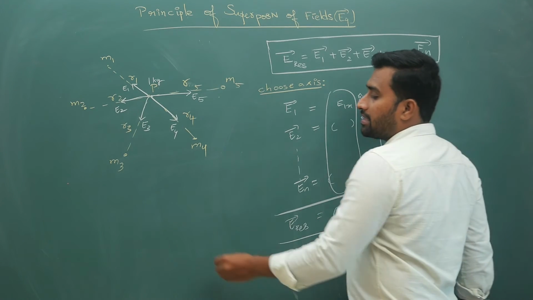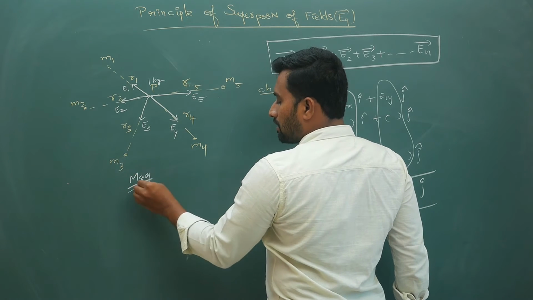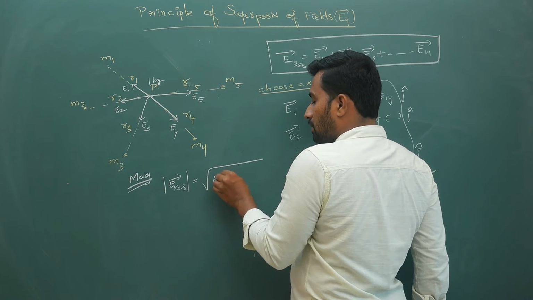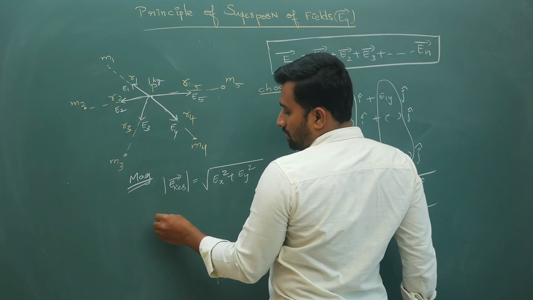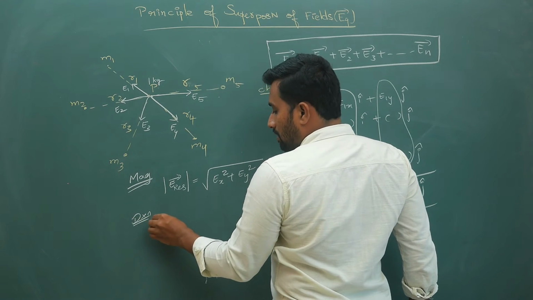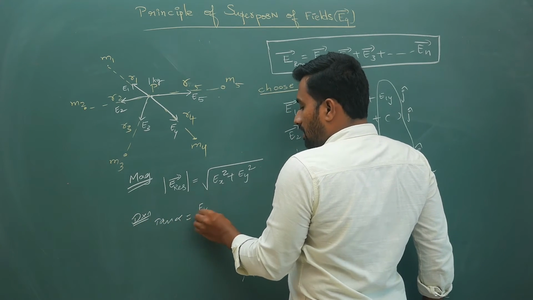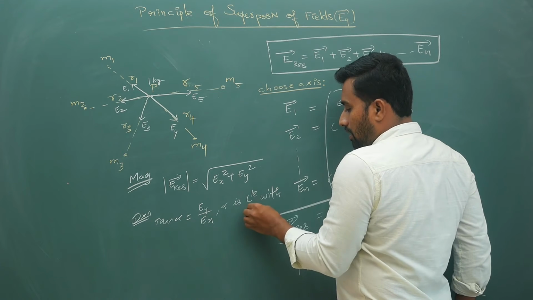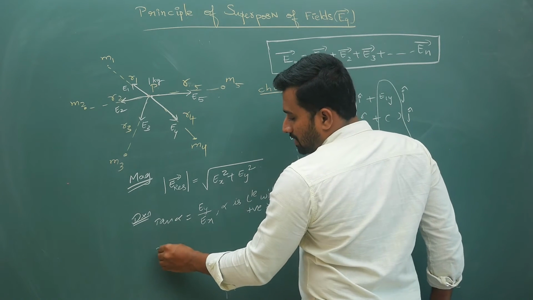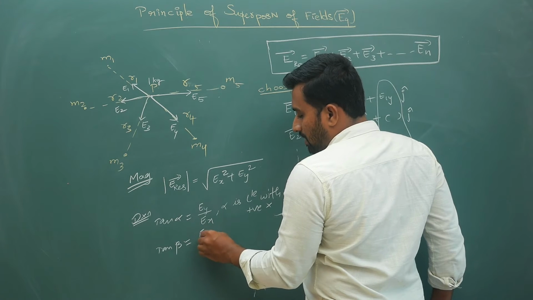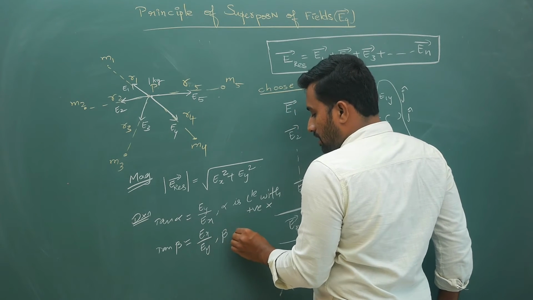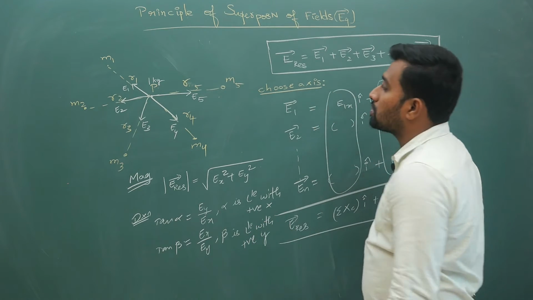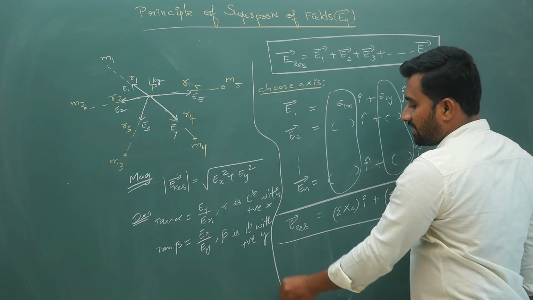Coming to the magnitude part, once you get the final vector, your magnitude is given by mod of resultant field is under root Ex square plus Ey square, and your direction is tan alpha equal to Ey by Ex. This gives alpha, the angle with positive x. And tan beta is equal to Ex by Ey, where beta is the angle with positive y axis. Like this you are supposed to give different values and then simplify it.